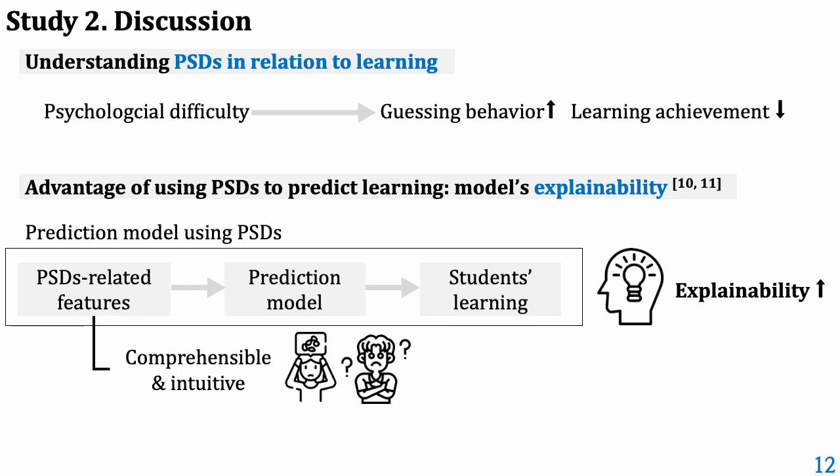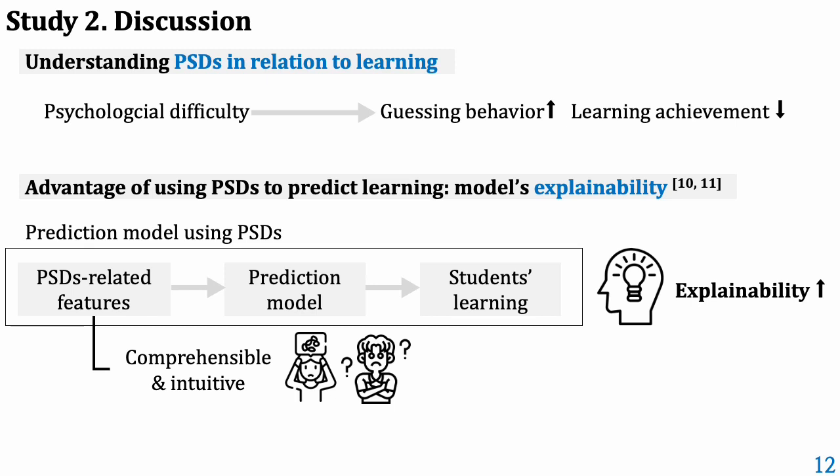First, we could understand PSDs in relation to learning. For example, we found that students tend to engage in guessing behavior more often with increasing psychological difficulties. And our study also showed that a negative relationship between task difficulty and performance could be observed from drag-and-drop trajectory data alone.